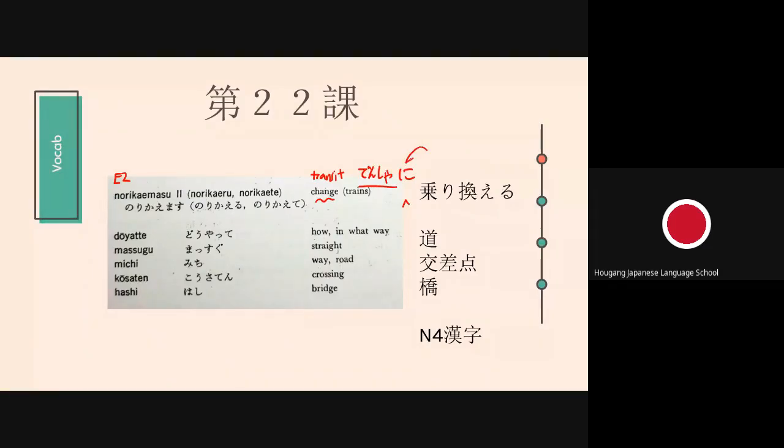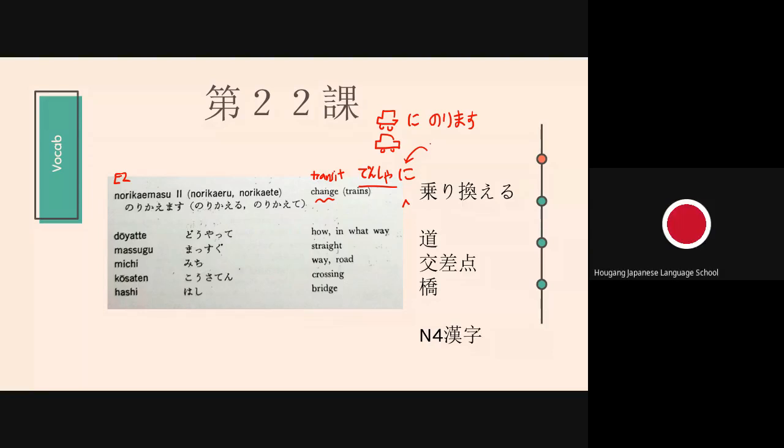Can I use other? Because norimasu, remember? We've done it before, right? It's board, right? We board the train, or kuruma ni norimasu. How do you say get out of the train? Densha or kuruma? Alight from the bus, alight from the train, anyone? Orimasu. Yeah, orimasu, very good.